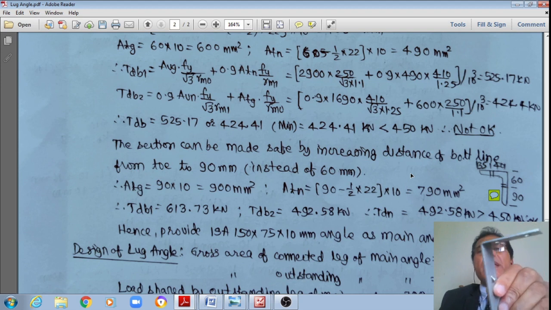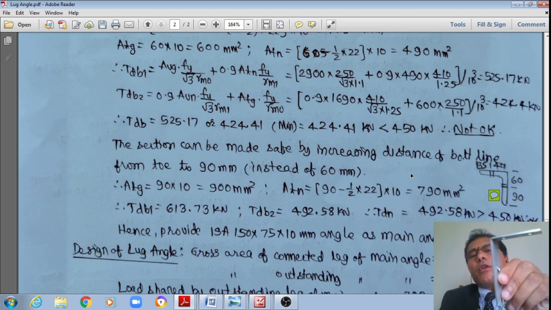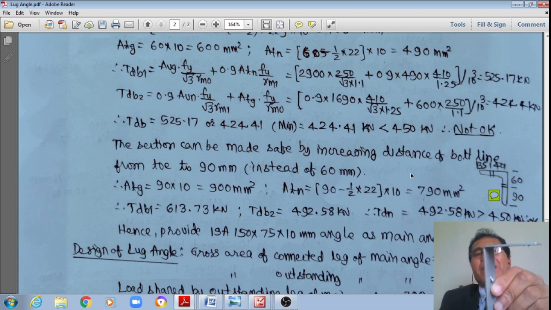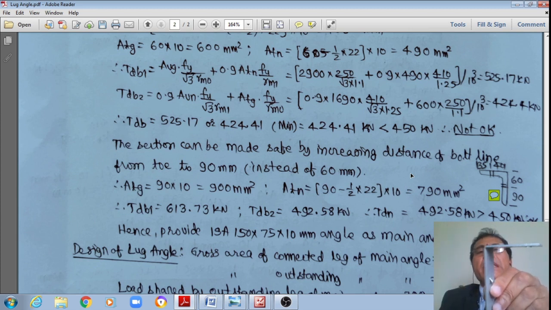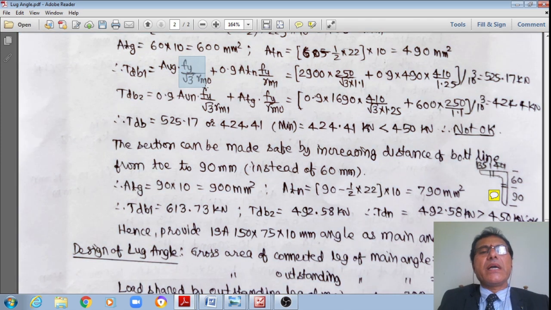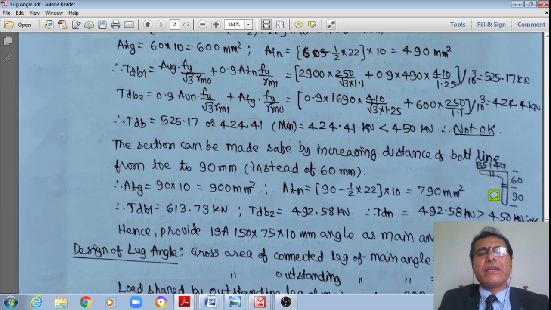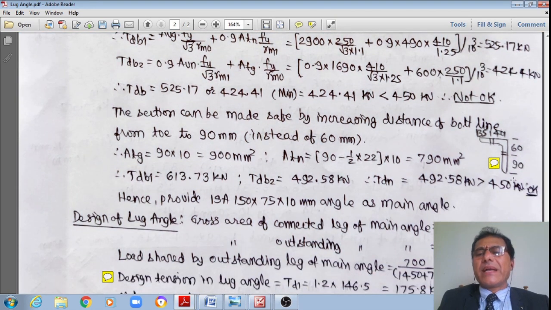Or alternatively, you can increase the grade of the bolt, or even increase the grade of the steel. The third criterion is to increase the grade of the steel. It has nothing to do with the bolt. Once you increase the grade of the steel, the Fy value as well as the Fu value both will increase. That is how you can check this.